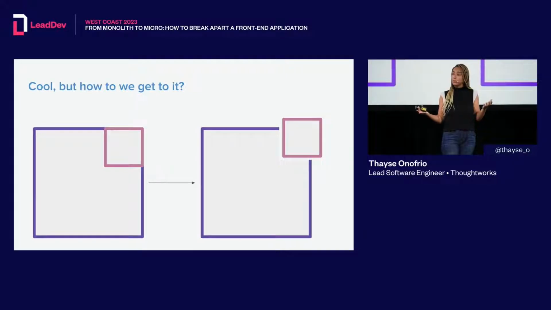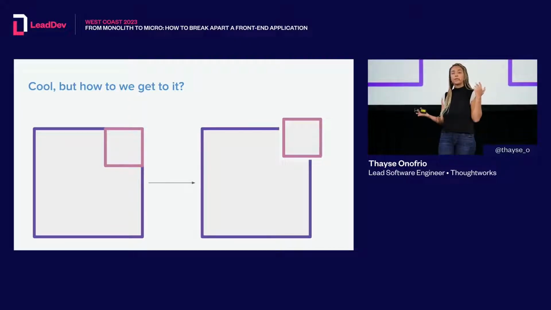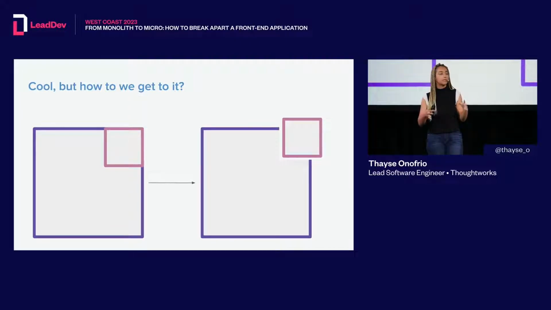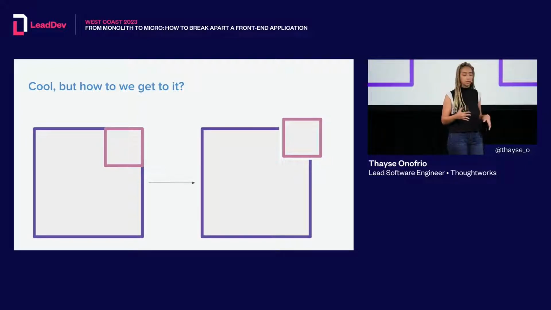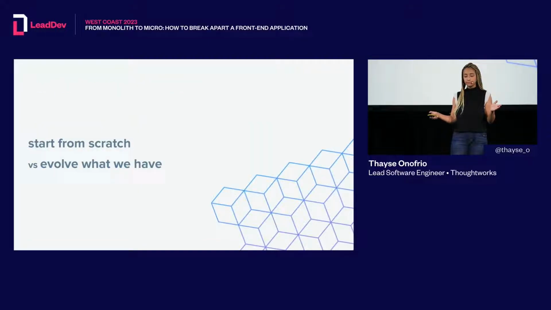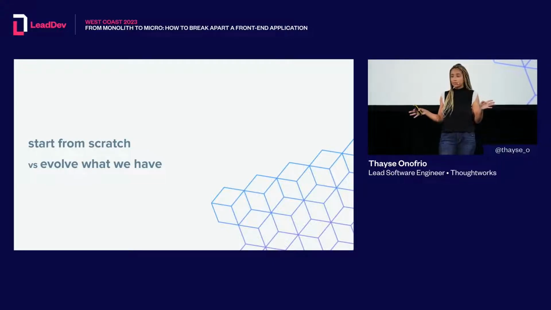Cool. We understand all the benefits that we can get from using micro frontends, using this architecture. But how do we get to that once we are in this monolith front end, possibly very tangled code, a lot of teams working on that for some time, to this new approach of micro frontends? We could start thinking about, should we start from scratch or evolve what we already have? It's very tempting to start from scratch. Like we could stop working on everything, start everything from the beginning, but that's just not possible. That's just not the reality for most cases.